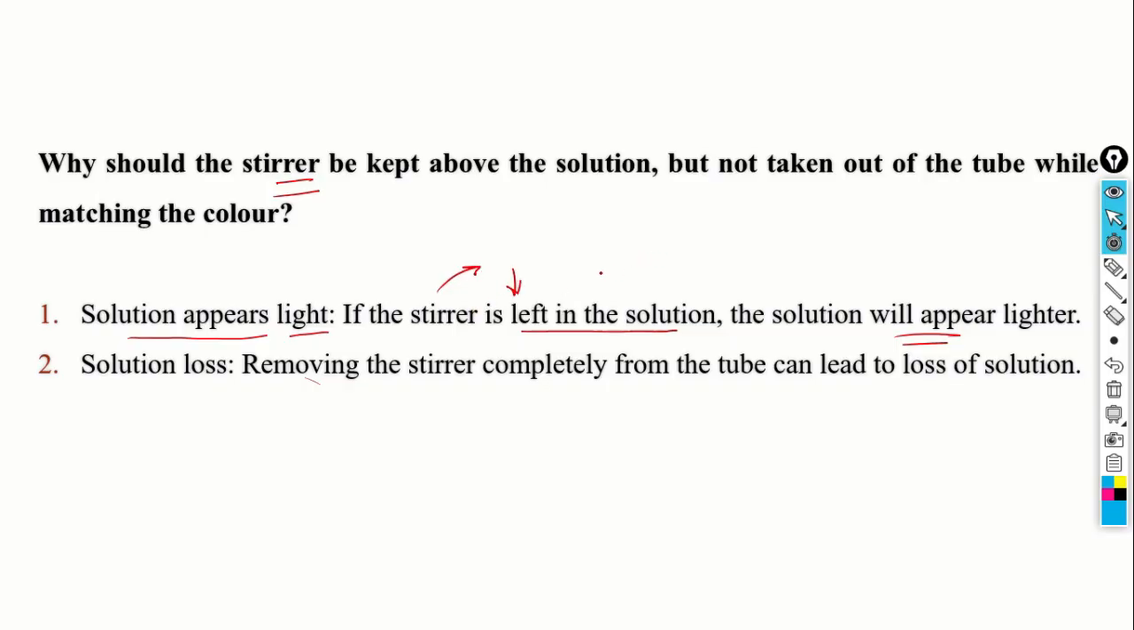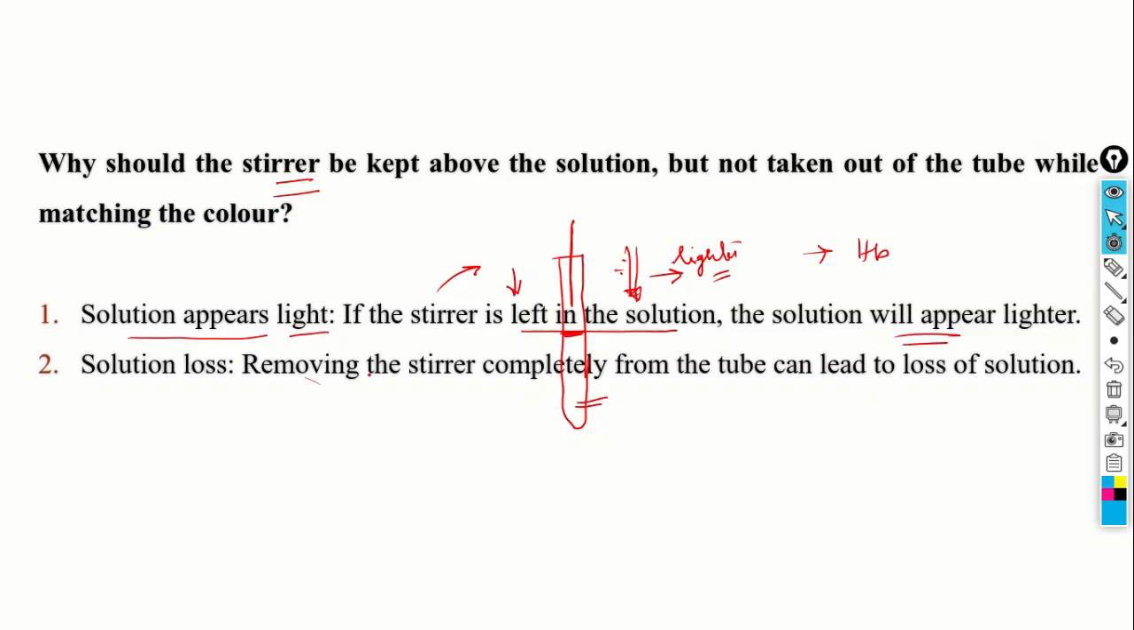Many students make this mistake during their practical. They usually keep it inside and then compare the color, which means if it is left in the solution, it appears lighter. Obviously it is going to give the wrong value of hemoglobin. So always take the stirrer up but not out. If this is your hemoglobinometer and your solution is up to here, you should take it up but not out of the tube.